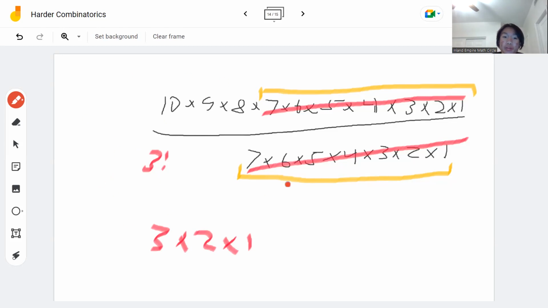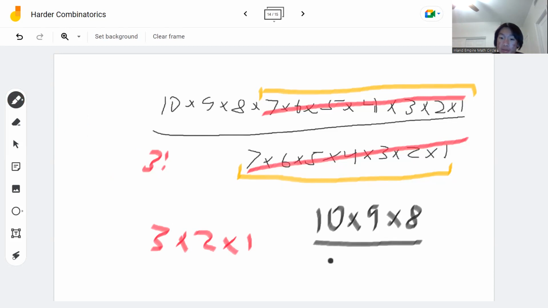So what we're left with here, let me draw this somewhere else again. We're left with 10 times 9 times 8 divided by 3 times 2 times 1. The top here is the choices for the 3 people, right? 10 choices, 9 choices, 8 choices. And the bottom is dividing by how many times you overcounted. The 3 times 2 times 1 is the number of ways we can arrange these 3 people. That's why we're dividing by the bottom.